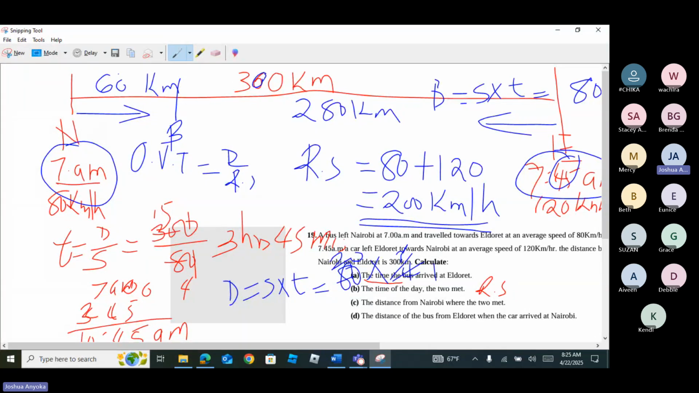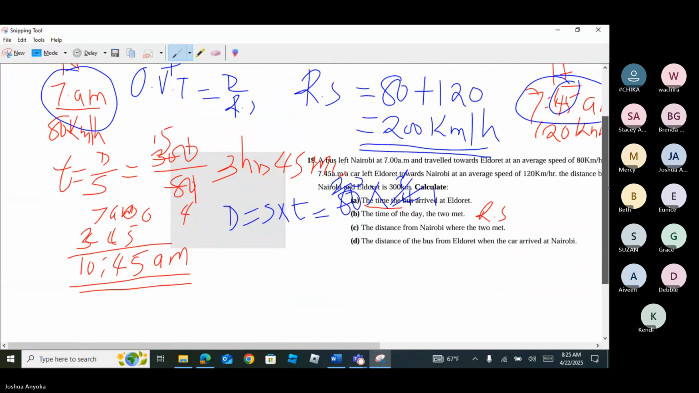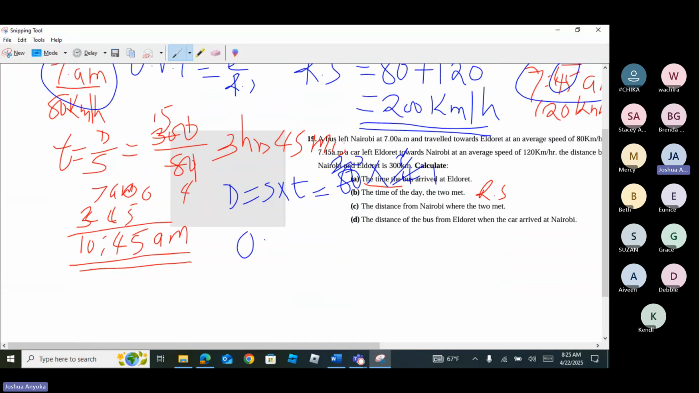So the remaining distance, let's change everything. Remaining distance is 240 kilometers. Now, overtaking time. Overtaking time will be equals to distance between the two, 240, divided by relative speed, 200. And this one gives us 1 hour. And how many minutes?